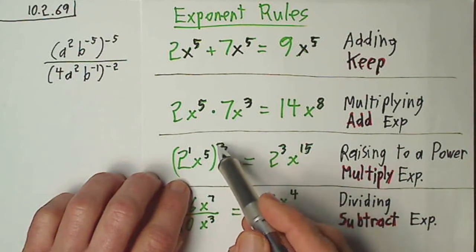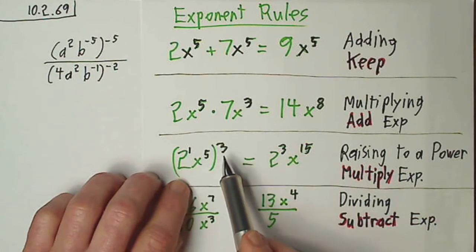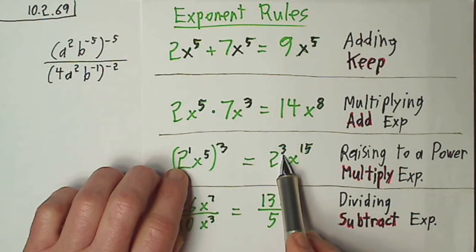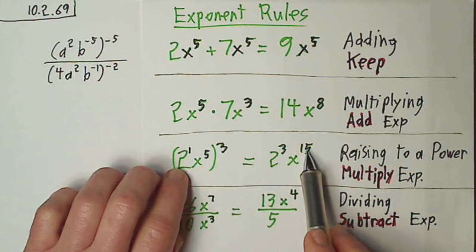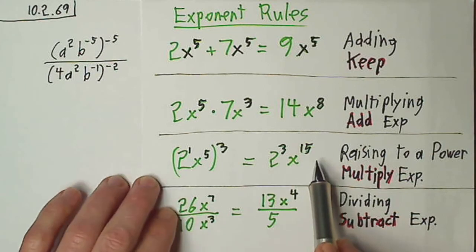So what I like to say is I send in the 3 to each exponent. 3 times 1 is 3. 3 times 5 is 15. So we're left with 2 cubed x to the 15th.